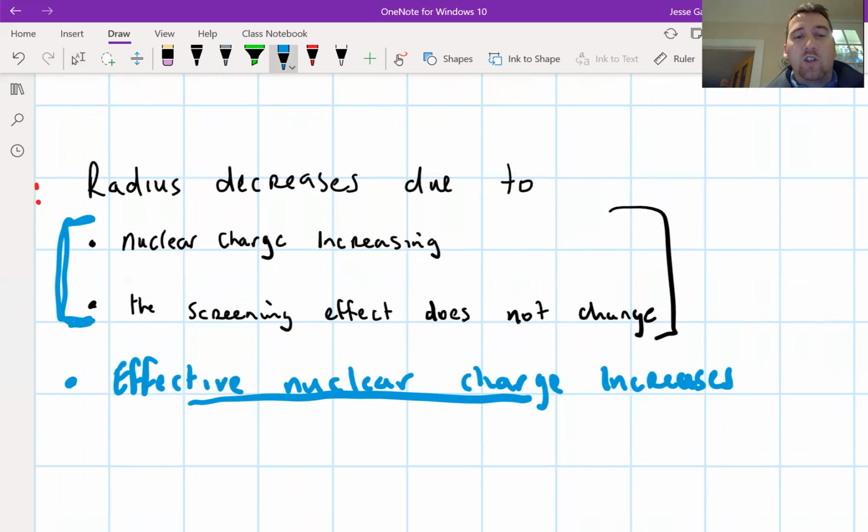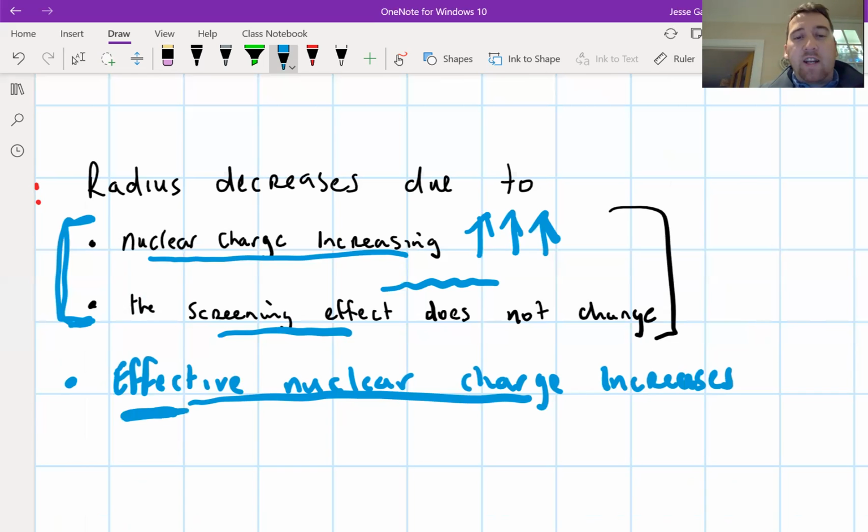So the effective nuclear charge essentially takes the nuclear charge that's increasing and takes away the screening effect from it. If the nuclear charge is getting bigger and bigger, and the screening effect is remaining the same, then overall the nuclear charge is getting more and more effective. Because that's getting more effective, it's basically pulling in the outer electrons and making the atoms smaller. All right, guys, that's that one.